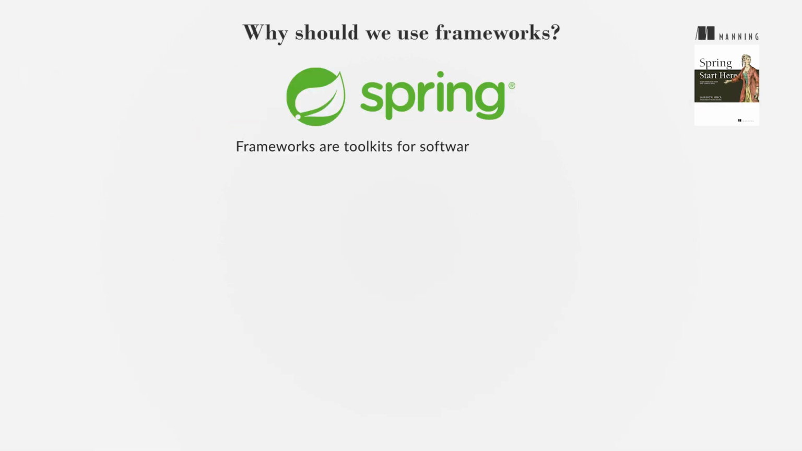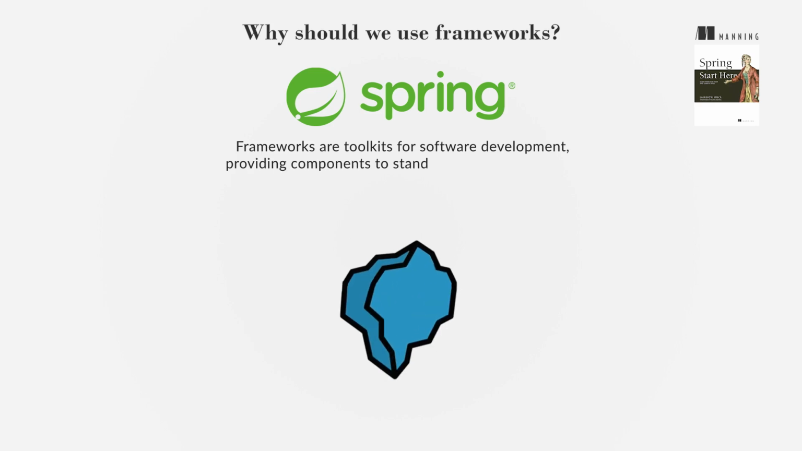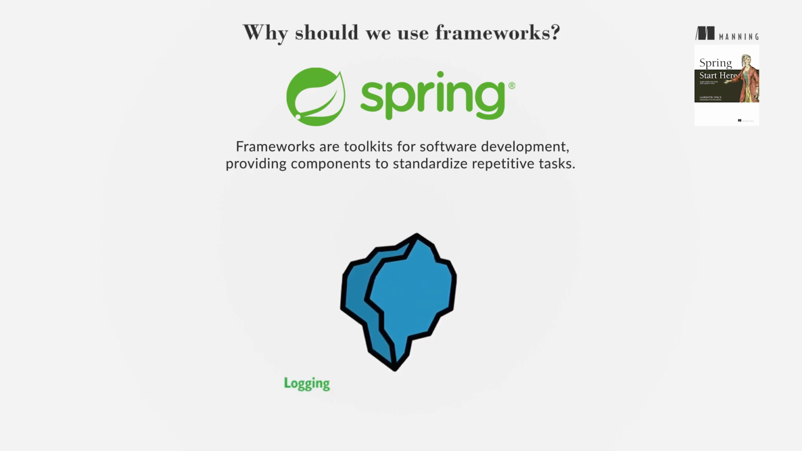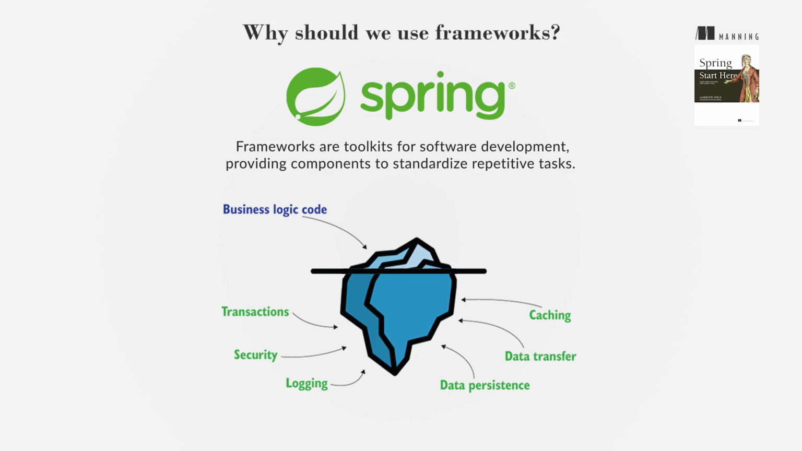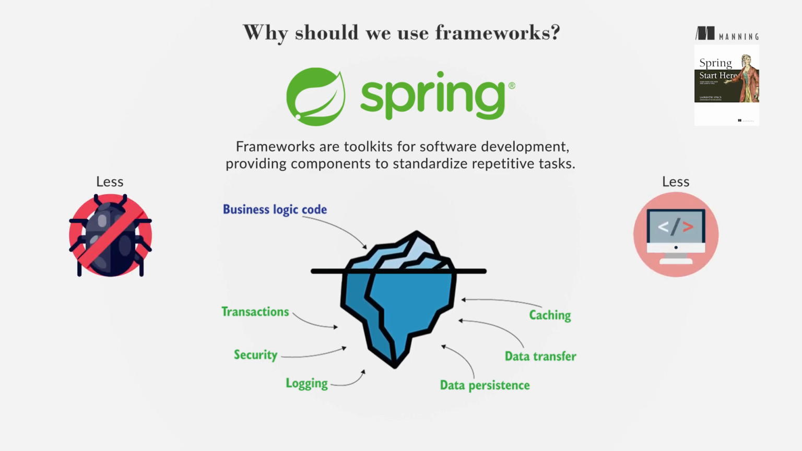Frameworks are toolkits for software development, providing components to standardize repetitive tasks like logging, data handling, security, and communication, separate from an application's unique business logic. Frameworks like Spring can significantly reduce code and bugs, as seen in a legacy Java system modernization that achieved a 40% code reduction.